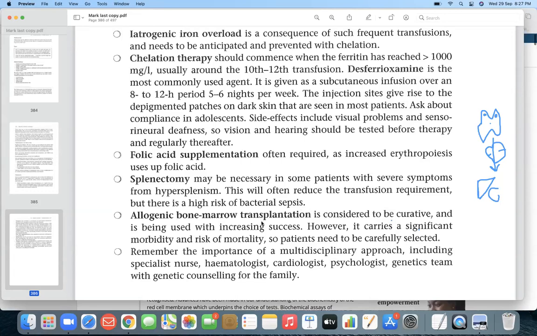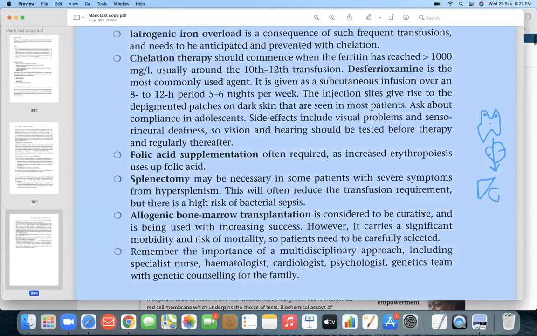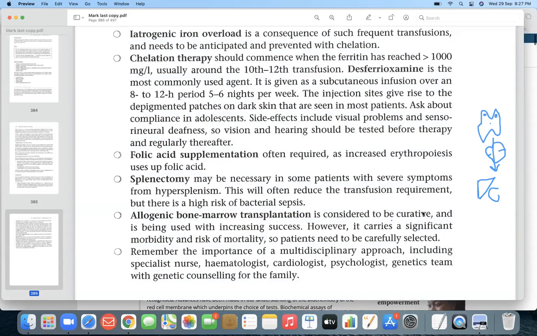Allogenic bone marrow transplantation. This is the treatment now, and it is considered to be curative. So if they ask you, is there a permanent solution for this? Yes, there is: allogenic bone marrow transplantation, which is being used with increasing success. However, it carries significant morbidity and risk of mortality, so patients need to be carefully selected. It is being done now with increasing success, but you still have to be careful in patient selection, and there can be morbidity, mortality, and rejection as well.